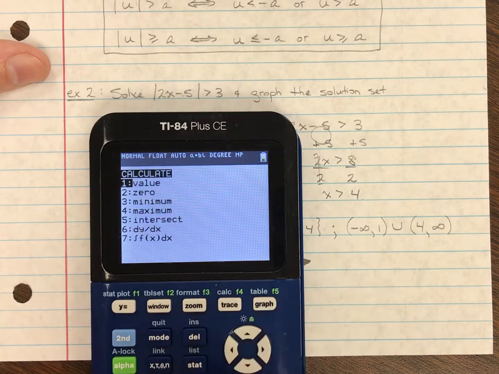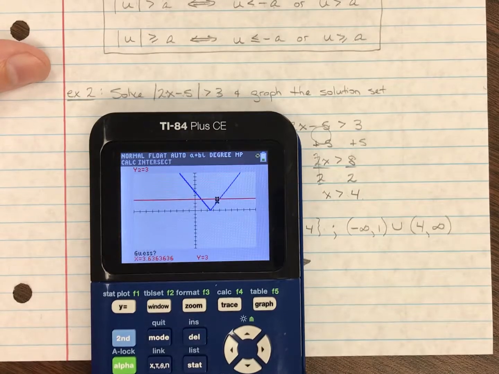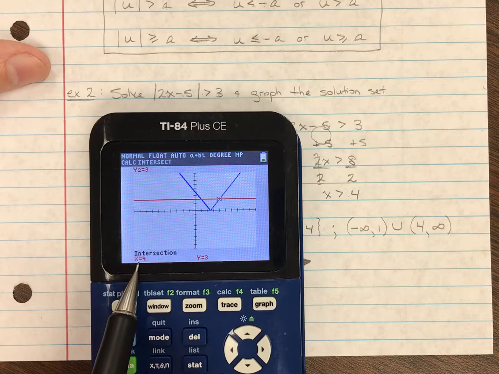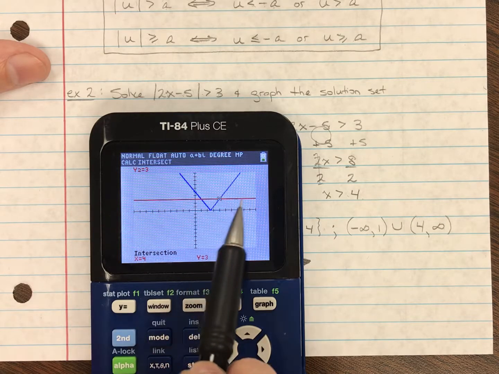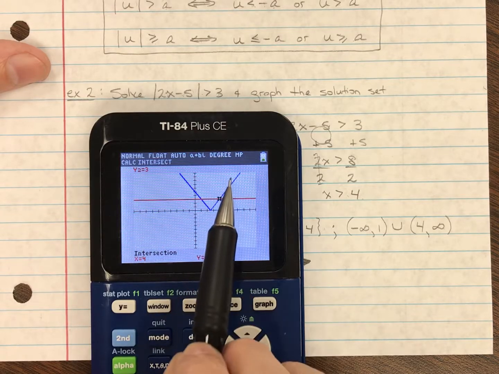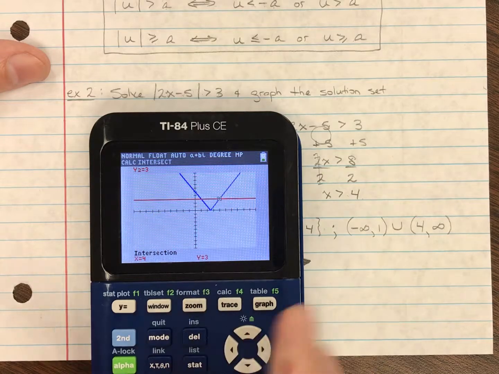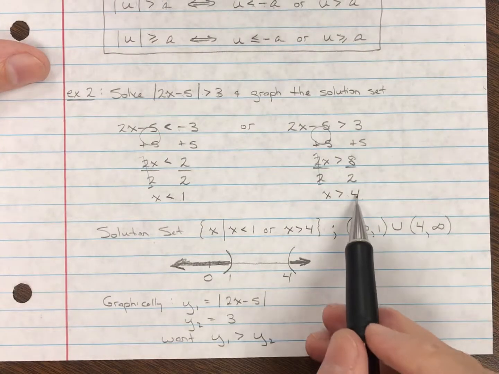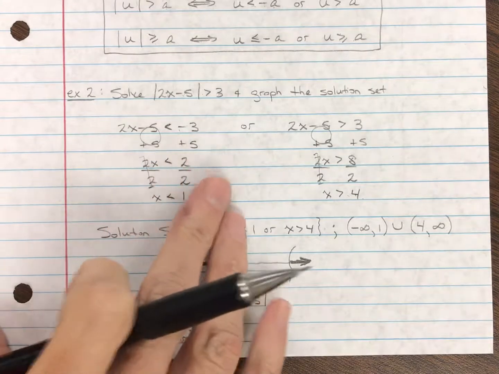So second calc 5, and let's go over to where the other intersection point is. It's here. Enter, enter, enter, and there's your 4. Okay, and starting at 4, going to the right, the blue, which is the absolute value of 2x minus 5, is greater than, above, the red, which is 3. So there you have it. And again, we have our 4 right here. So there you go. That's absolute value inequalities.